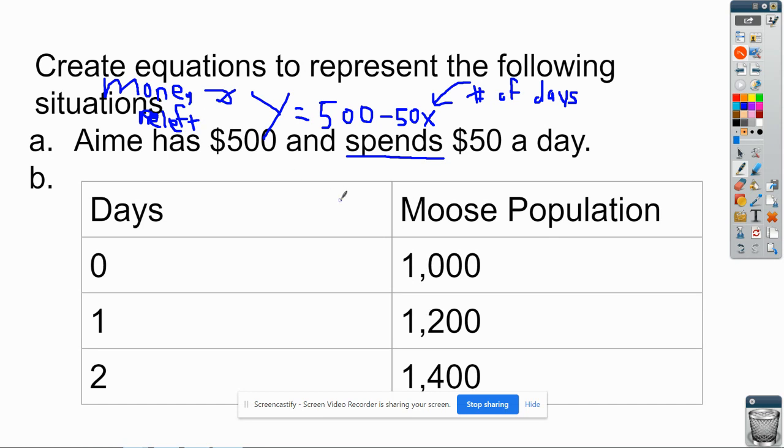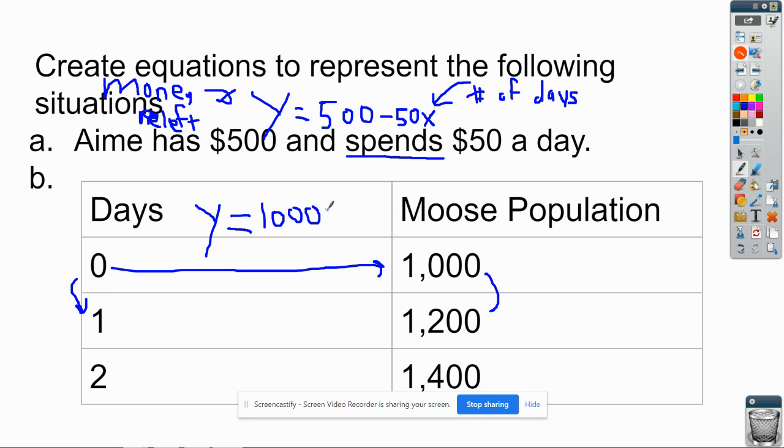All right, so that's from words. All right, let's go to tables. Okay, tables. Now this is days and moose population. Okay, so same situation. What do I start with? What do I change by? All right, so in this particular case, at day 0, so when I start, I have 1,000. So 1,000 is what we start with. And in this case, in one day, I went up by 200. So since I'm going up, it's plus 200x.